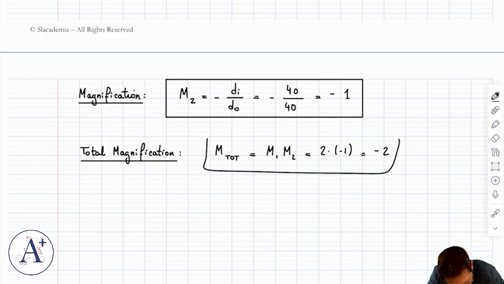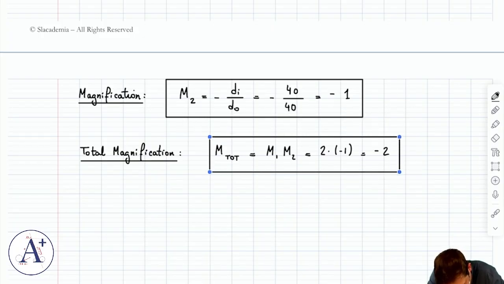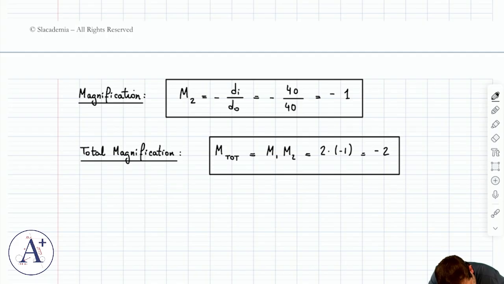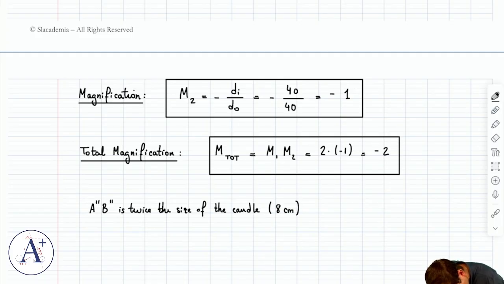And so the conclusion of finding a total magnification of minus 2 is that A double prime, B double prime is twice the size of the candle, which is going to be 8 centimeters, and is inverted compared to the candle.